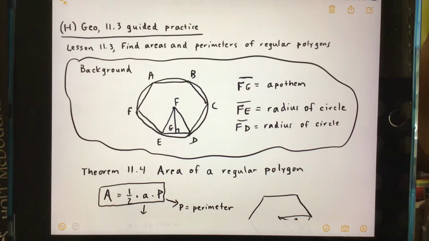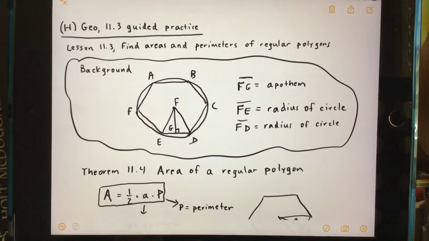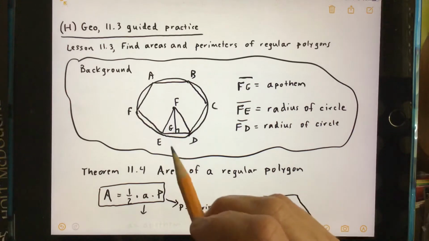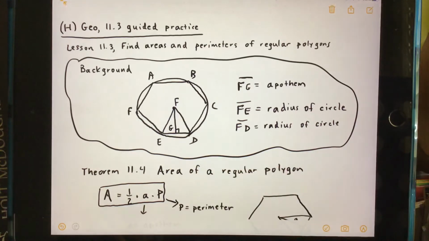So we see here a hexagon that's inscribed inside of a circle. And then in that hexagon, we see a triangle FED. And then inside of that triangle, we see two triangles. We see triangle EGF and we see DGF. So what we need to focus on here is this new segment inside of this circle that has a hexagon inscribed and a triangle inside of that hexagon, right here from F to G. That's going to be an important segment as we find areas and perimeters of regular polygons.